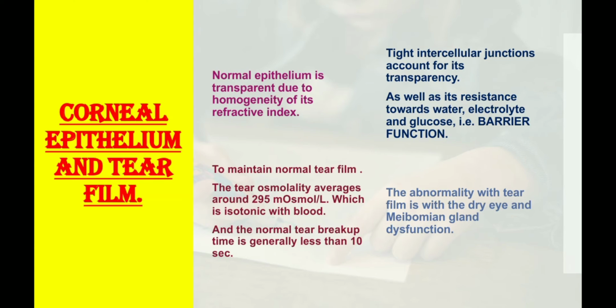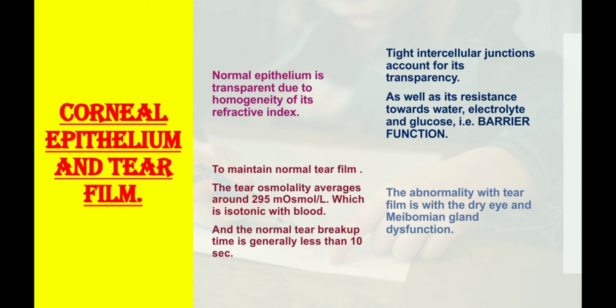How is the tear film responsible for maintaining corneal transparency? The tear osmolarity averages around 295 mOsm per liter, which is isotonic with blood. Maybe you all understand that the tear osmolarity in our eyes averages around 295.